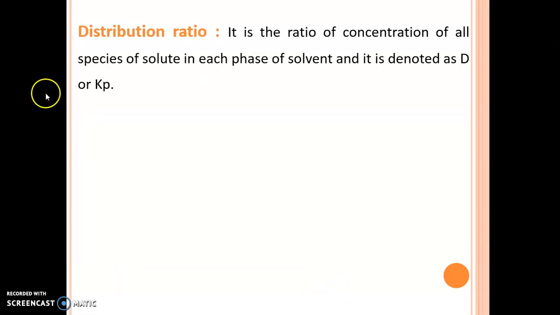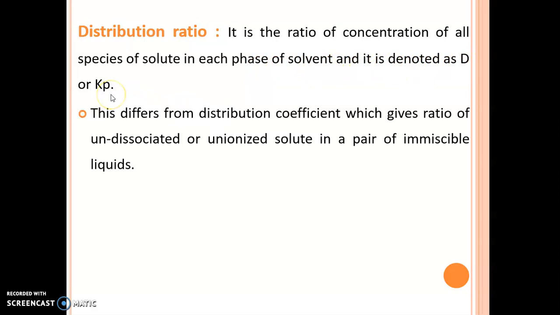So the next definition is distribution ratio. What is meant by distribution ratio? It is the ratio of concentration of all species of solute in each phase of solvent, and it is denoted as D or Kd. This differs from the distribution coefficient. These two are different. The distribution coefficient gives the ratio of undissociated or unionized solute in a pair of immiscible liquids.